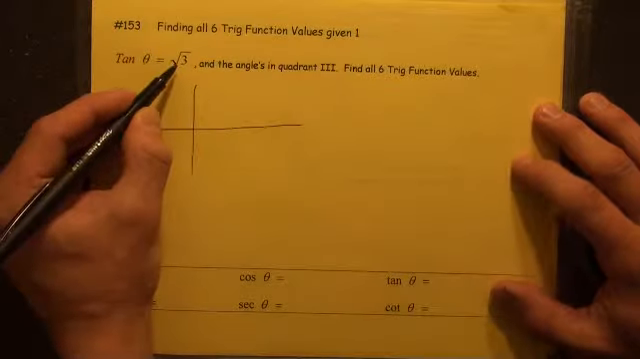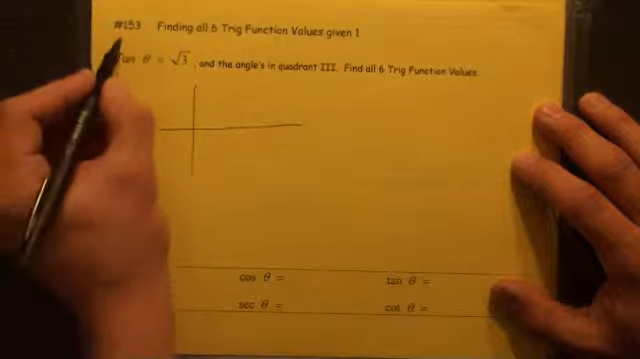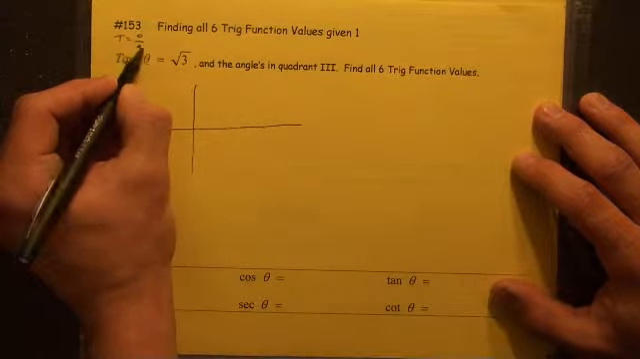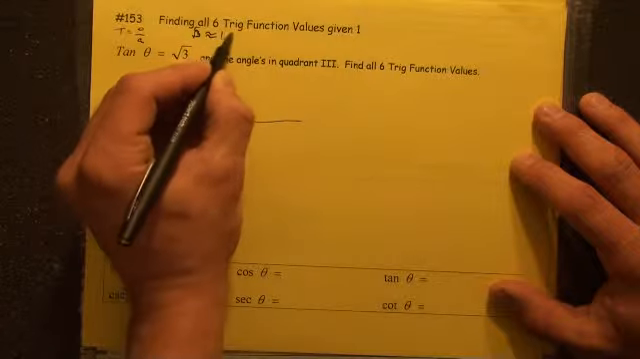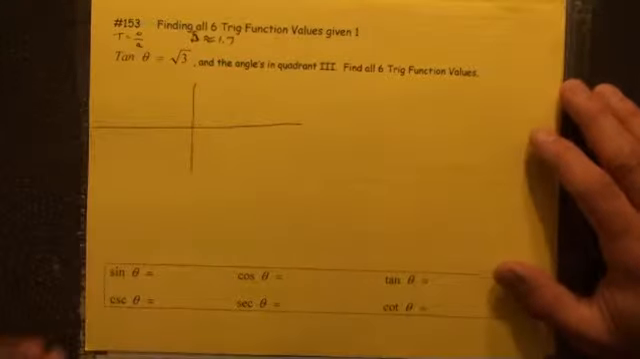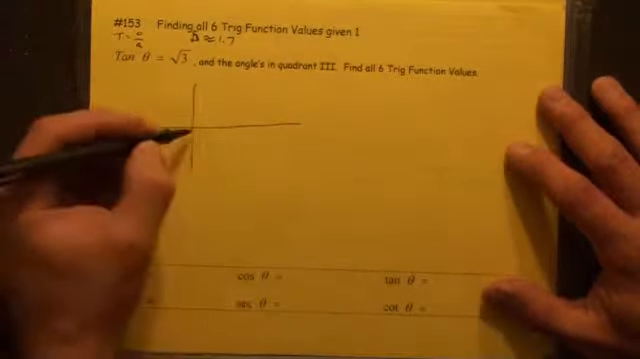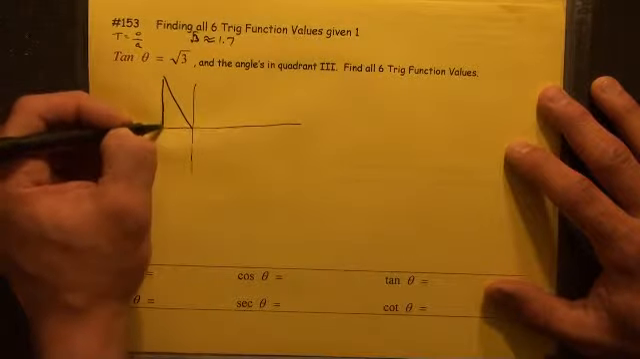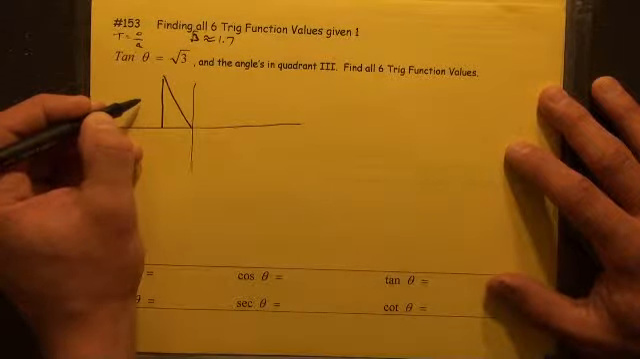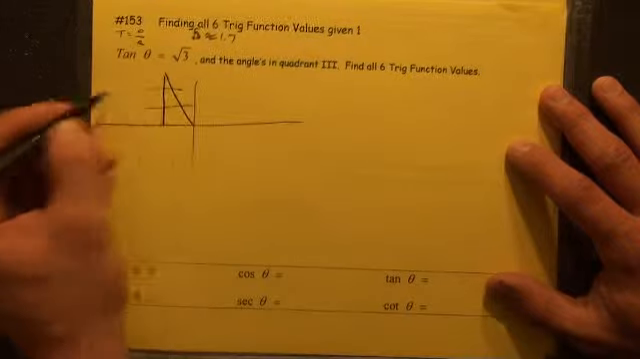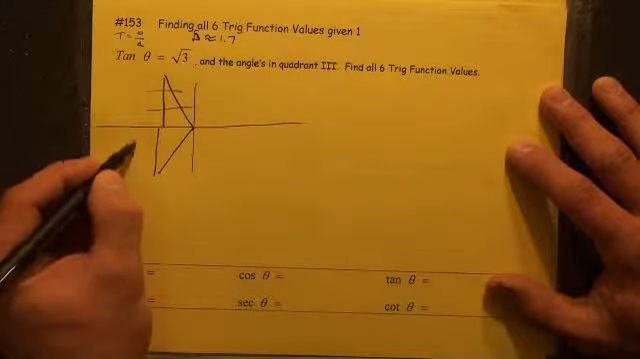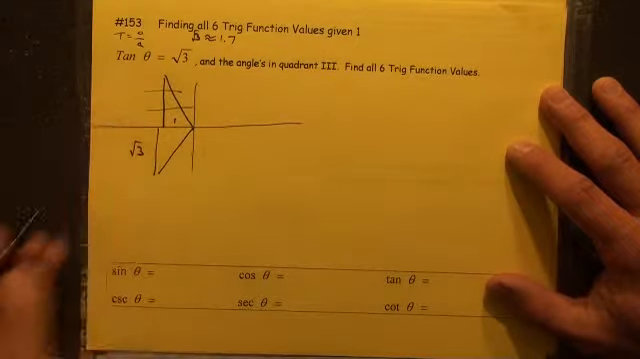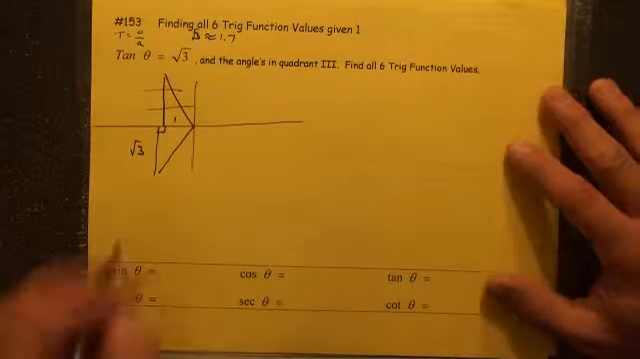We also know that tangent is opposite over adjacent, and that root 3 is approximately 1.7, which means the opposite is taller than the adjacent. So it's fair to say that this triangle's taller. Excuse me, that's quadrant 2. Quadrant 3. So this triangle is definitely taller, so we're going to go this way. We're going to call this root 3, call this a 1. Right angle.